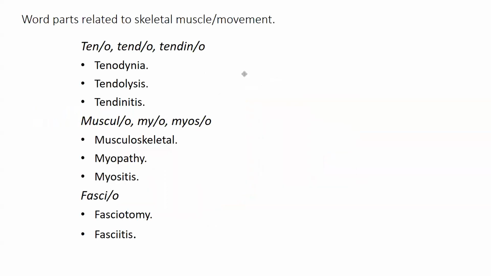So here are some words that relate to the particular muscle, skeletal muscle and movement. So the words teno, tendo, and tendino all refer to tendons. Tendons are connective tissues that join muscle to bone. So tendodynia would mean pain in a tendon. Tendolysis would probably mean a loosening of a tendon. Tendinitis means an inflammation of a tendon.